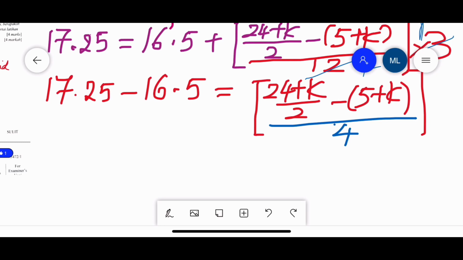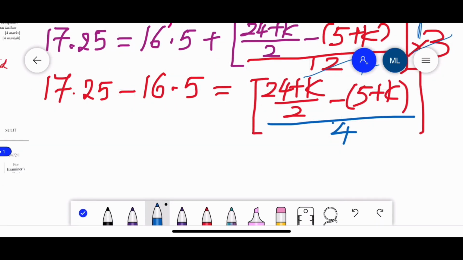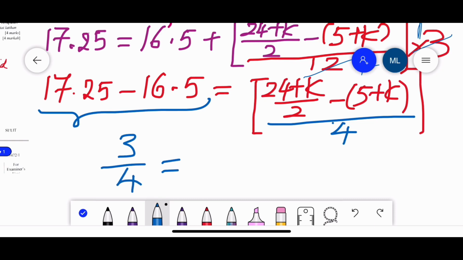17.25 minus 16.5. What is the answer? Okay, you got the answer already? Okay, what is the answer? 3 over 4, is it? I'm getting 3 over 4. How about you? Okay, so let's see how. Yeah, I got 3 over 4. You also getting 3 over 4, right?